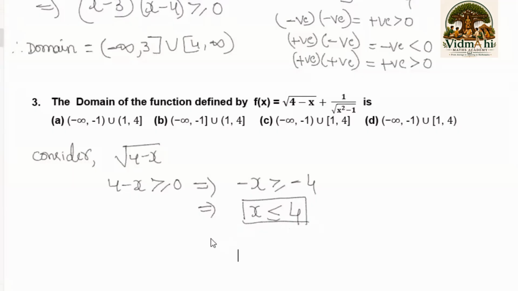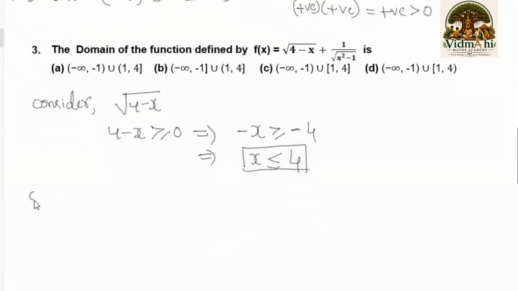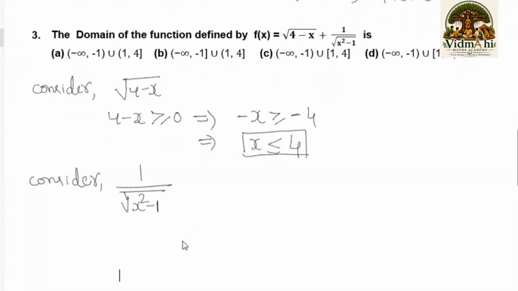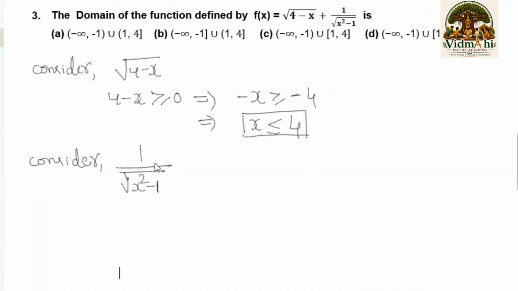Next, again consider 1 by root of x square minus 1. For this, this is of the type 1 by root of expression. 1 by root of expression means here the expression should be greater than 0. That means x square minus 1 should be greater than 0.